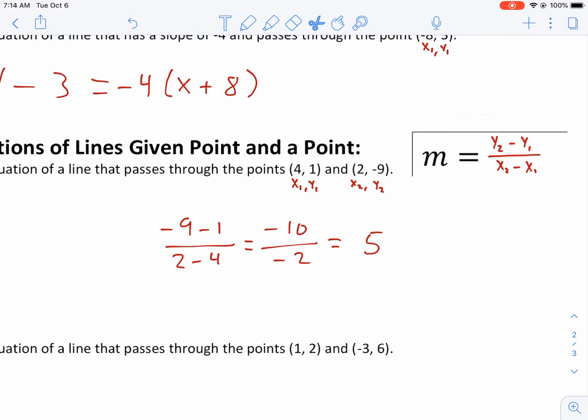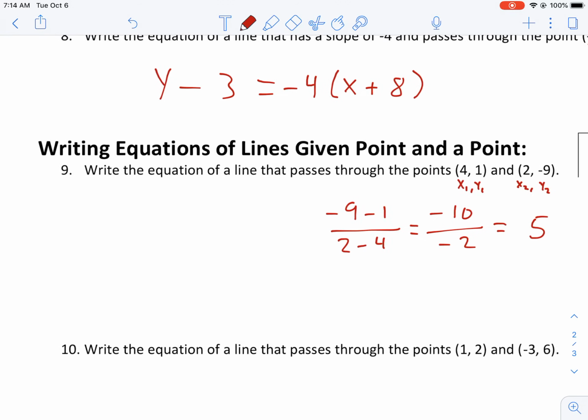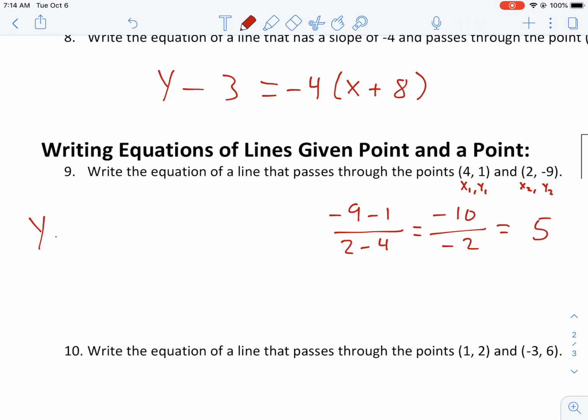So now, again, we don't know what the y-intercept is here. They didn't give us the y-intercept. So we need to plug this back in point slope form. Now we know our slope is 5, so it's going to be y minus something equals 5 times x minus something.